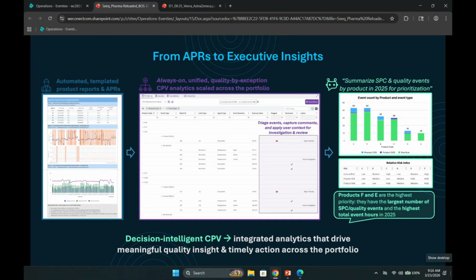Again, this is connecting to all the analytics background that we put in there, that batch blueprint, and all the data we pull in. And it maybe can say, hey, this product is the highest risk, we've seen the most events, this is what you should look into.